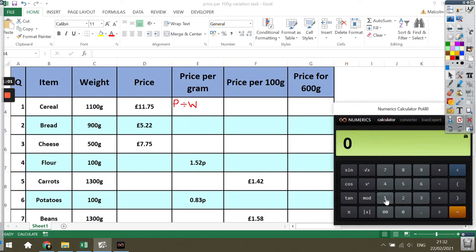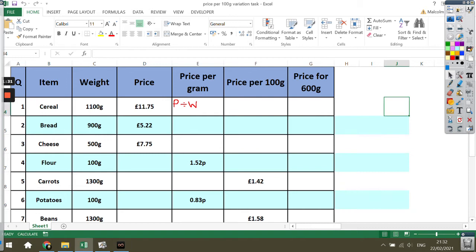So here we've got a price of £11.75 divided by 1,100. Sorry, that was not the right button. So that gives me 0.01068. Now if we're talking pounds, that would be 0.01 pounds or 1.07 pence in this case. So 1.07 pence is what we've got.